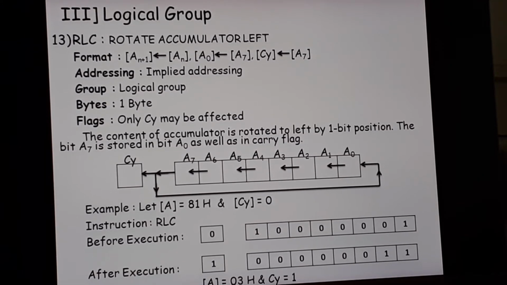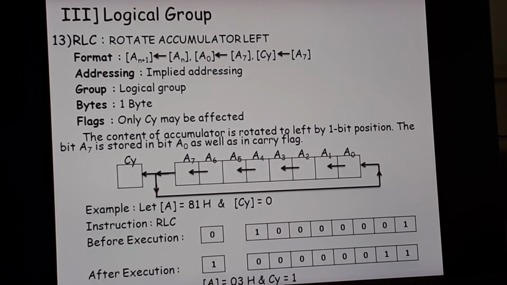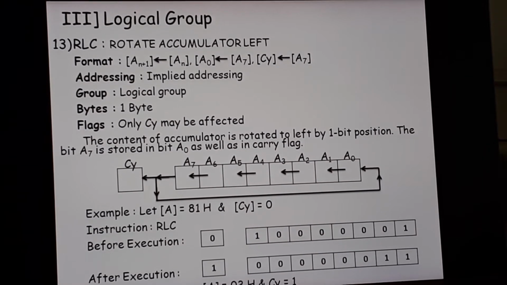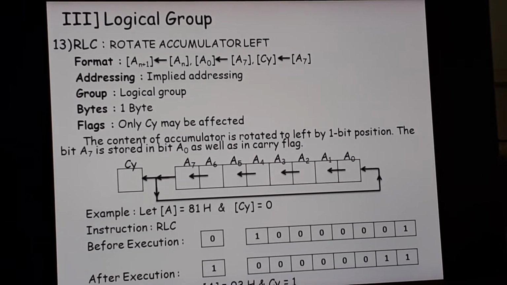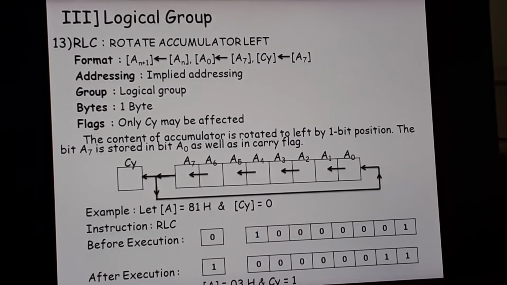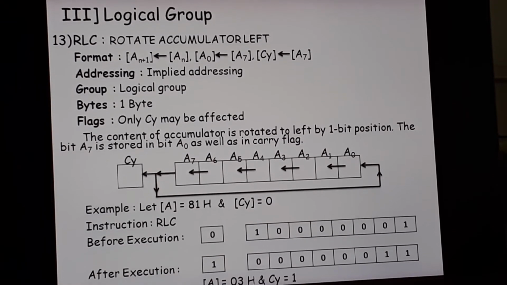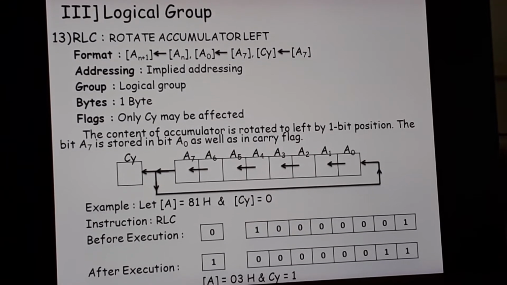Carry can be either 0 or 1. Okay, so before execution you have to write the instruction, RLC, and then you will write before execution in binary. So in the carry box you will write the carry that you have assumed as 0, and in the box of accumulator, the 81 that you have assumed in decimal, you will write in binary.